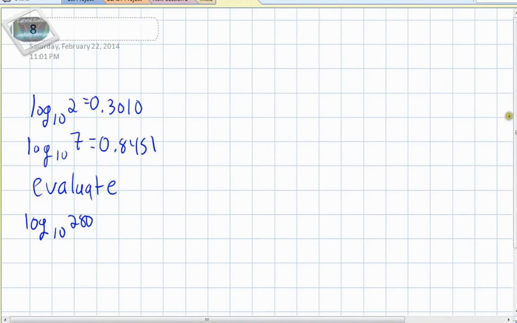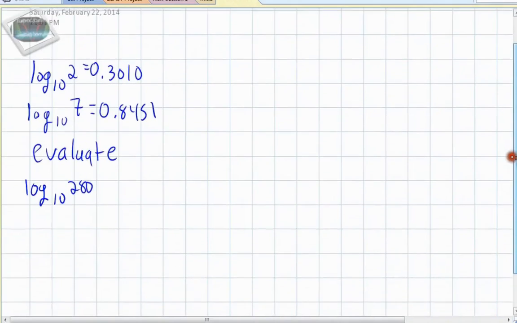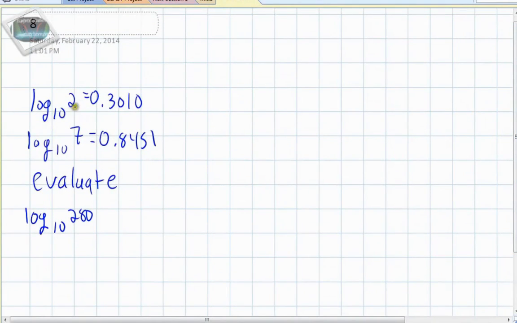Okay, question 8 lets us know that the log base 10 of 2 is this, and the log base 10 of 7 is this, and it wants us to evaluate log base 10 of 280. Alright, so first it's important to take a look at what we're given, the 2 and the 7, and the 280. So we want to know how many times the 2 and the 7 can go into 280 and see what else we can do with it.